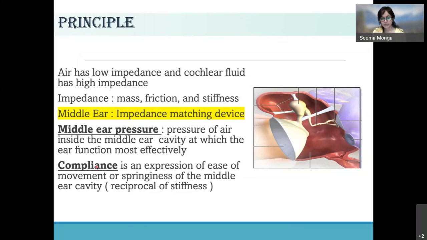So what is the middle ear pressure? We know what compliance is. Compliance is basically the ease of movement, the ease with which the tympanic membrane is vibrating. It is the reciprocal of the stiffness. So actually, we are not measuring the stiffness. We are measuring the compliance in impedance audiometry.